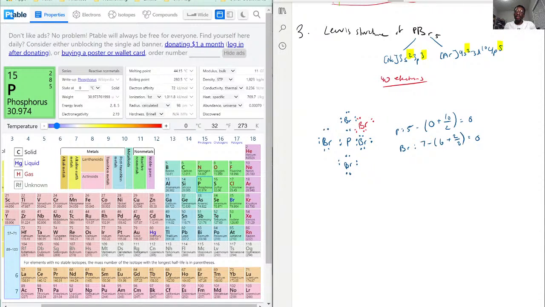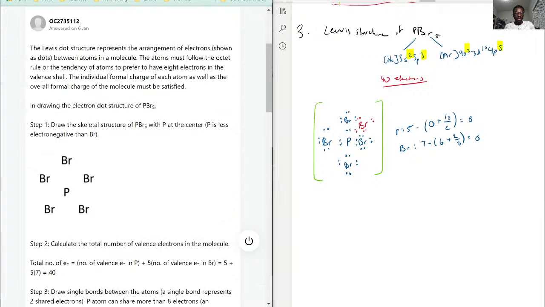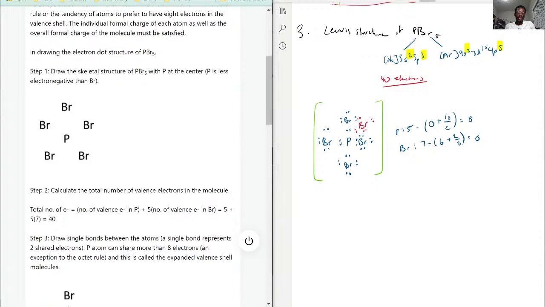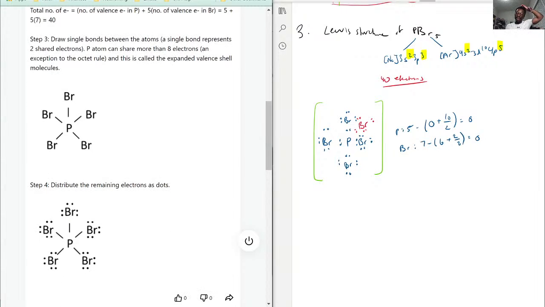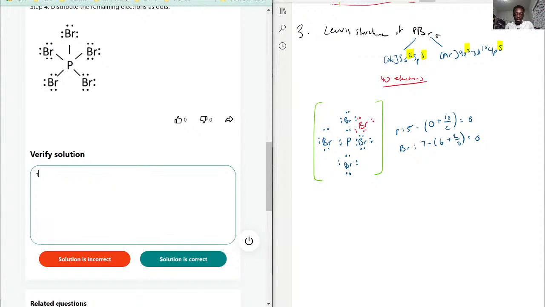So that being said, we got our formal charges. We're all good to go. So theoretically, this right here should be the Lewis structure for PBr5. Let's see how we did. So exactly, circled it with bromines. They added 1 bond, and then they added the electrons. Okay, so this is correct. Okay, so with that being said, let's move on to the next question.